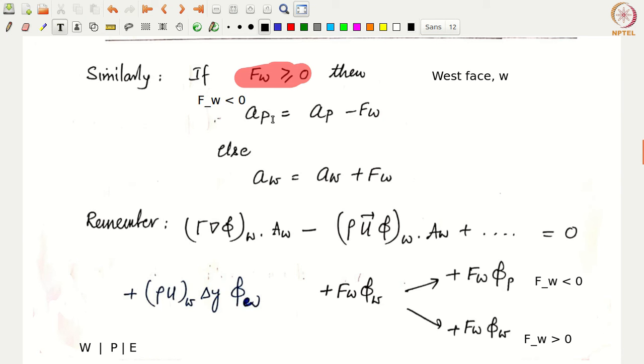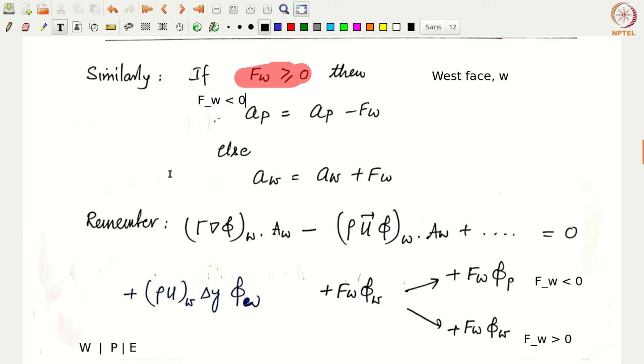Then the condition is that if it is less than 0, then the contribution has to go to FW. This, because it's multiplying phi P, it has to go to the right hand side. Okay, so it has to go to the right hand side. That's why there is a minus. So AP would be equal to AP minus FW, and otherwise if FW is greater than or equal to 0, then your FW phi W would be equal to FW phi W for the west. That means the contribution is going to AW. Okay, so you need to fix this one, but otherwise this is fine. Okay, I hope you understand this part here.